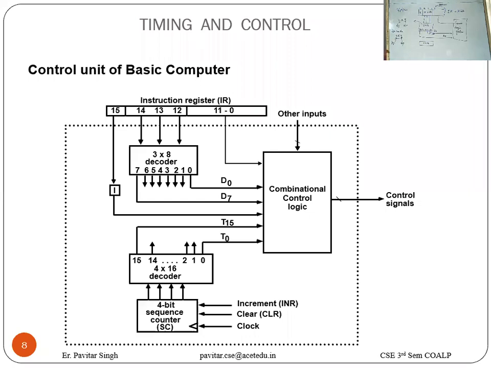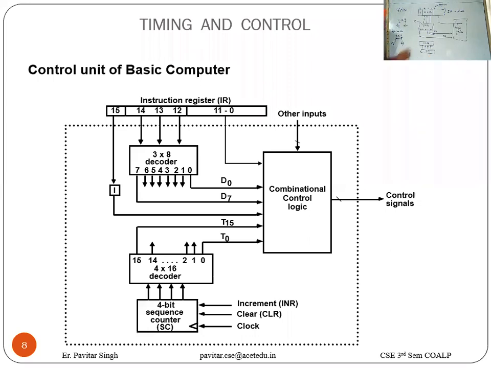Then the 4 inputs given to this 4 into 16 decoder are taken from the SC. SC stands for sequence counter. Its value keeps being incremented by 1 each time: S1, S2, S3, and so on. But once in a while, it will be cleared to 0.